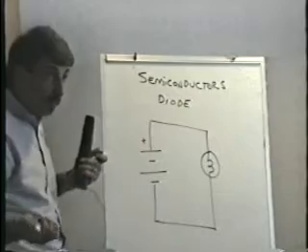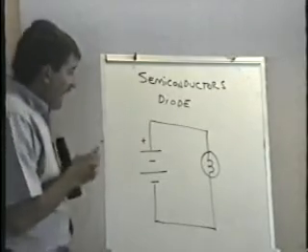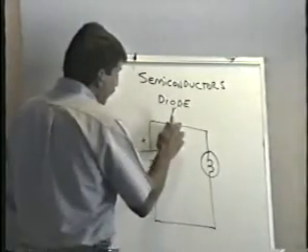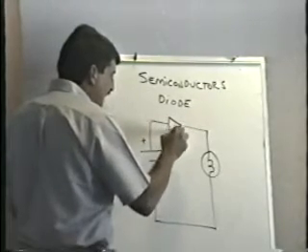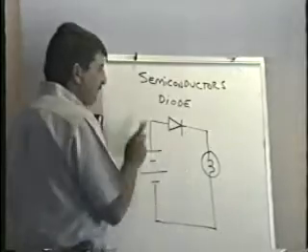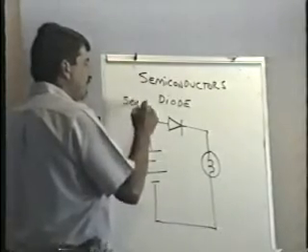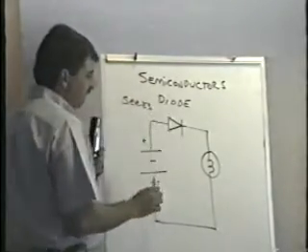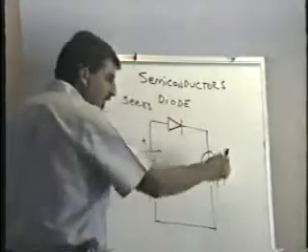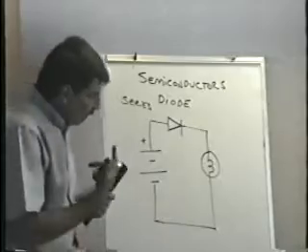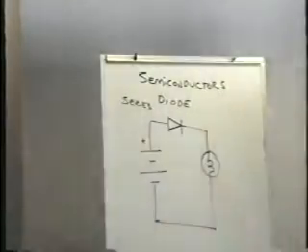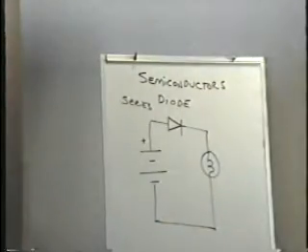Everybody with me so far? We went through this before. I'm going to break the circuit right here, and I'm going to put a diode in series with the battery and the lamp. Remember, in a series circuit, anytime the electric current has to go through one part to get to another part, they are in series. If I connect this circuit now, do you suppose this lamp will be on or off? Should definitely be on, sure.